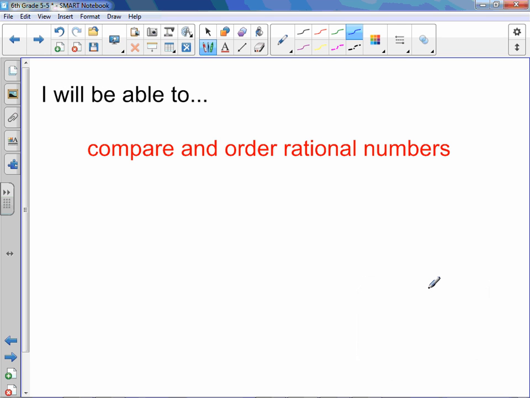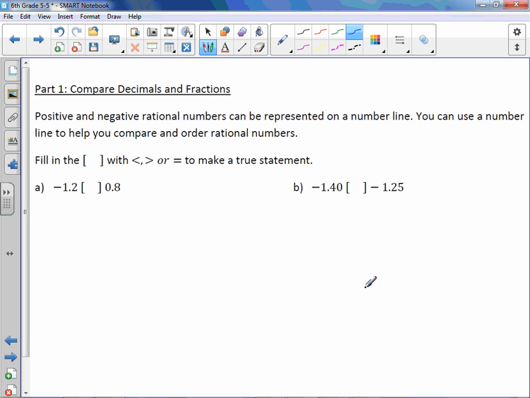Chapter 5, Lesson 5, Compare and Order Rational Numbers. You will be able to compare and order rational numbers. Positive and negative rational numbers can be represented on a number line. You can use a number line to help you compare and order rational numbers.